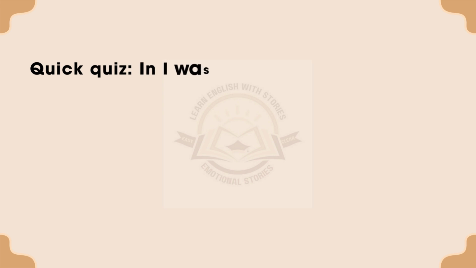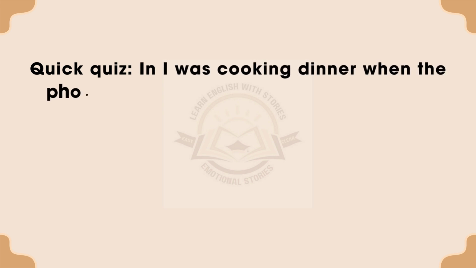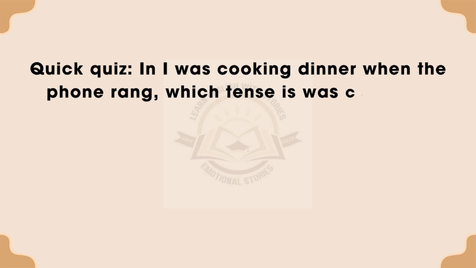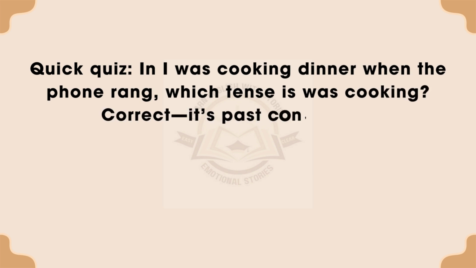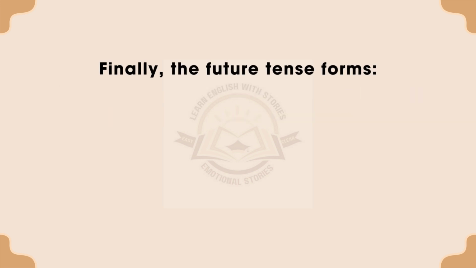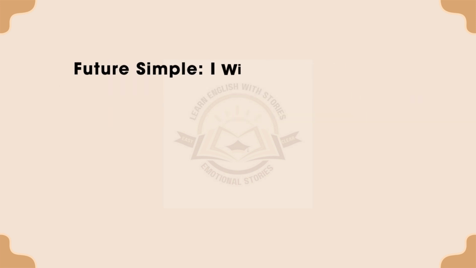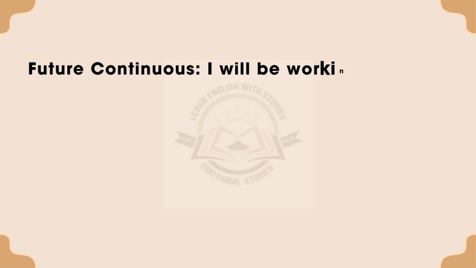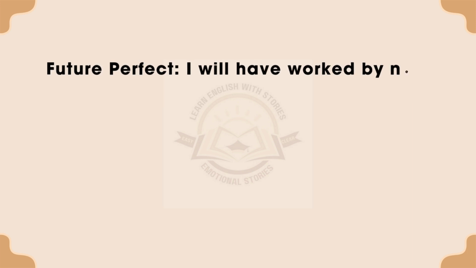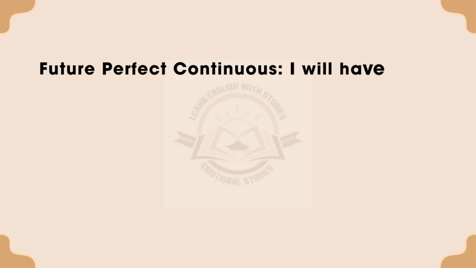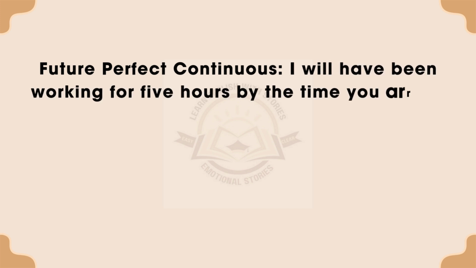Quick quiz. In I was cooking dinner when the phone rang, which tense is was cooking? Correct. It's past continuous. Finally, the future tense forms. Future simple. I will work tomorrow. Future continuous. I will be working at 8 p.m. Future perfect. I will have worked by next week. Future perfect continuous. I will have been working for 5 hours by the time you arrive.